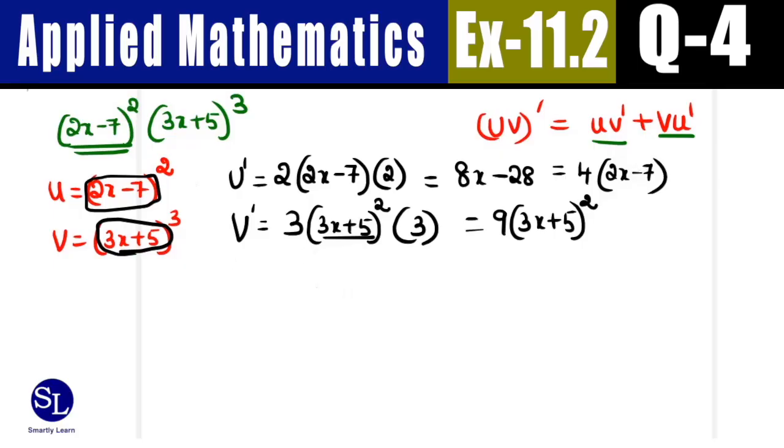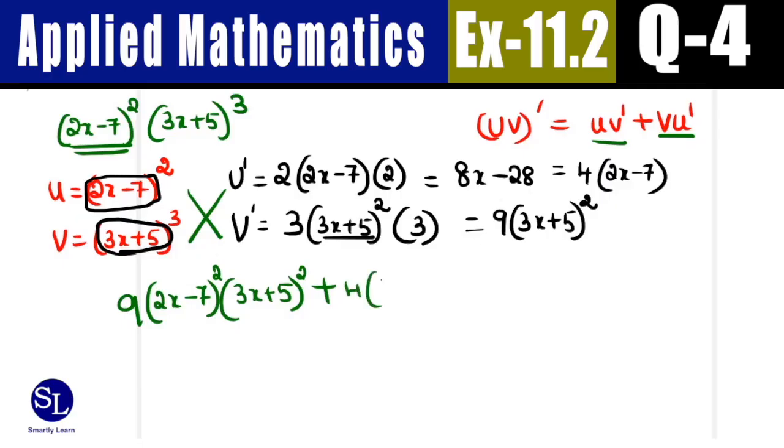So let's see if I can write uv' plus vu' and simplify. So uv', this is 9 into (2x − 7)² into (3x + 5)², plus vu'. So this is going to be 4 into (2x − 7) into (3x + 5)³. The reason I'm writing this expression is that I'm going to take out the common terms outside.